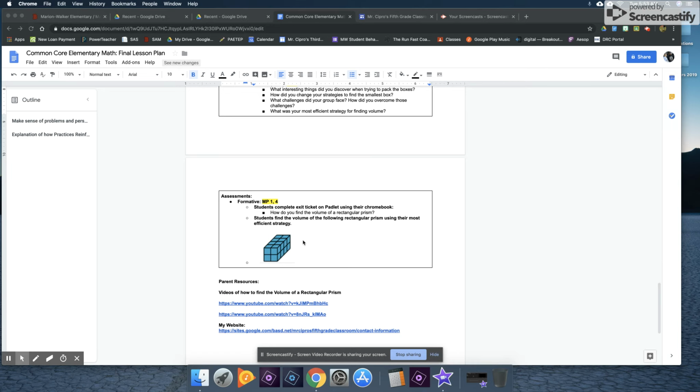They can use their most efficient strategy. Maybe for some of them, their efficient strategy is still counting the cubes. But hopefully the goal is that a lot of them are now starting to see the formula and doing length times width times height, or area of the base times height.